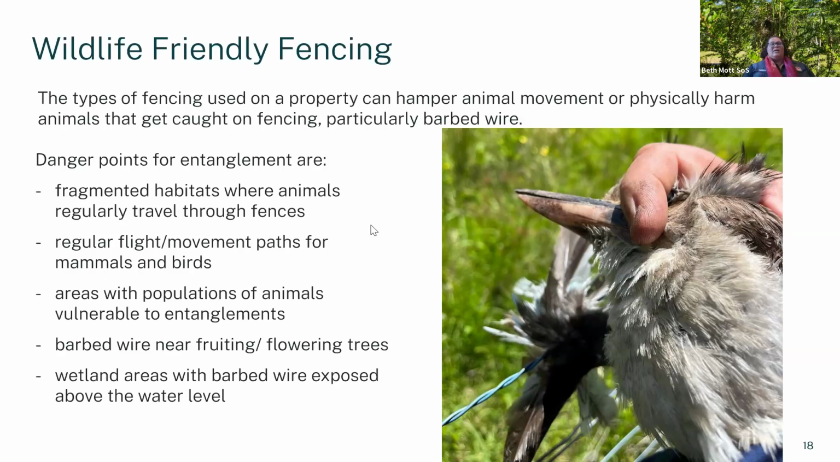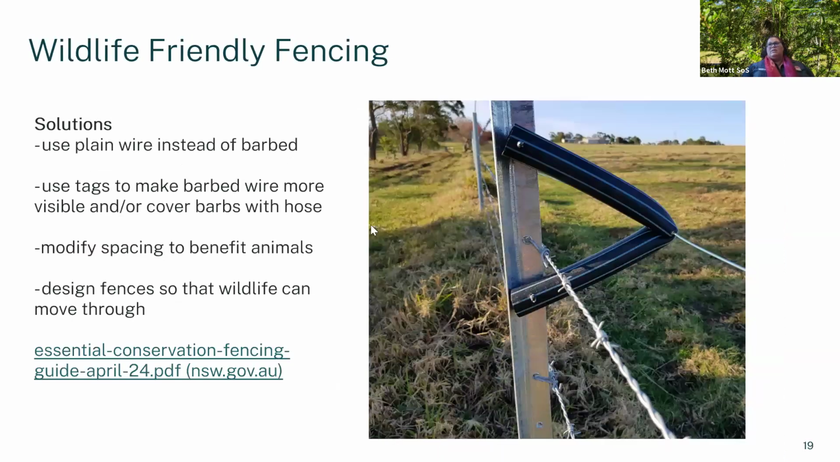Similarly, if there are movement paths that we see, particularly our gliding mammals and owls are really prone to entanglement, as are our fruit bats. So if there are regular areas of movement, we want to make sure that we're not using barbed wire in those areas. We don't want to use barbed wire near any fruiting or flowering trees. And of course, we don't want barbed wire exposed above the water level in wetland plantings.